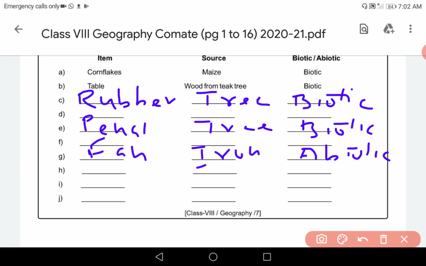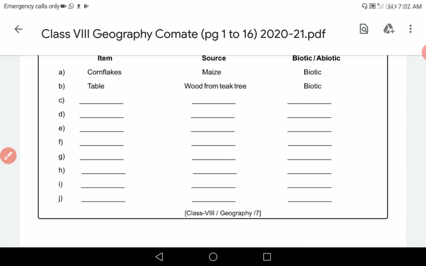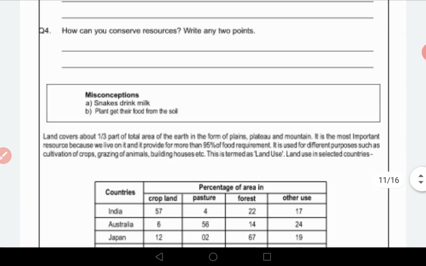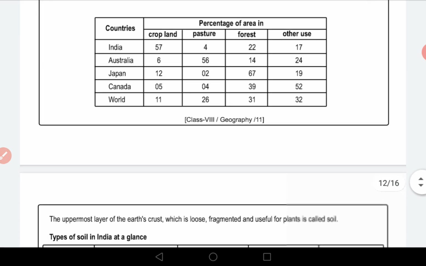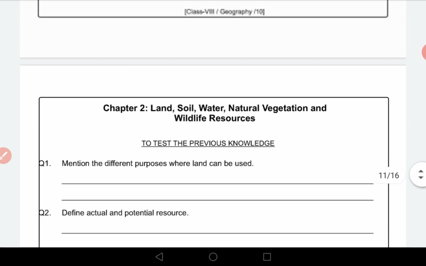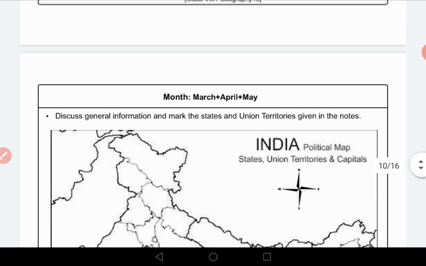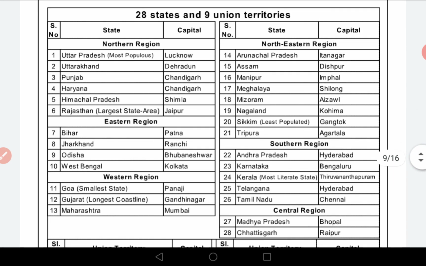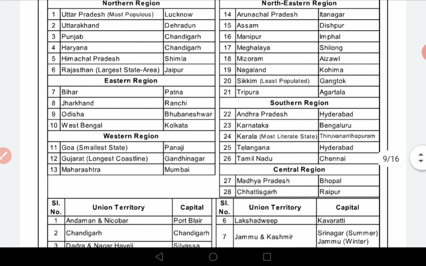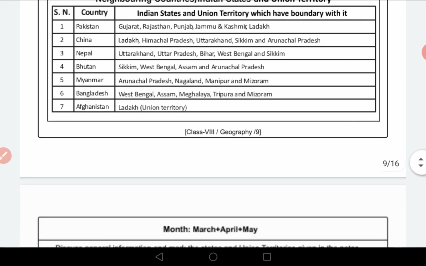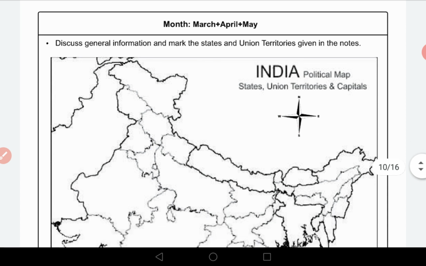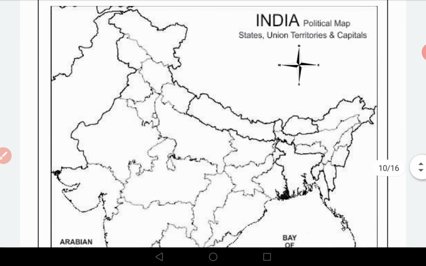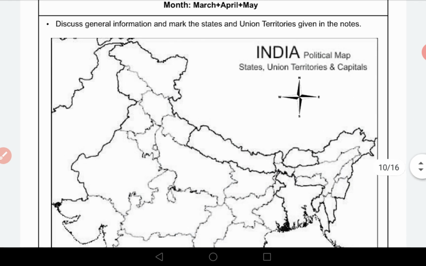So dear students, today we have discussed the LC. You all have to complete all the answers, and when our group is two-way, at that time you can submit. Complete this also about the states and the union territories. Here complete this map activity also. Mark all the states and the union territories.